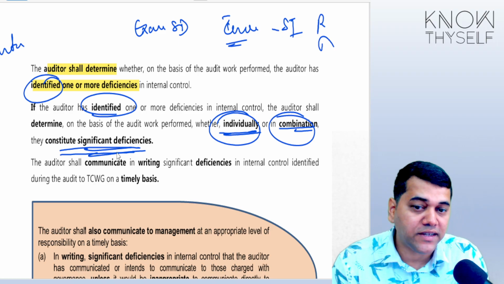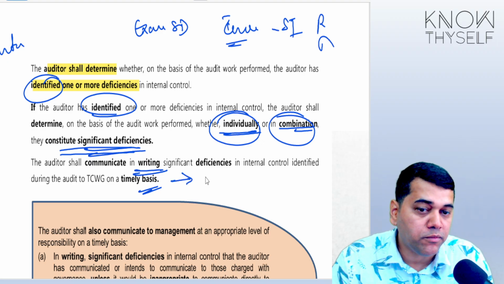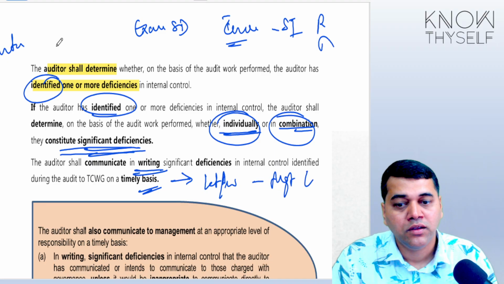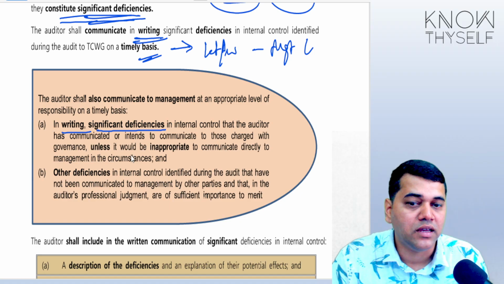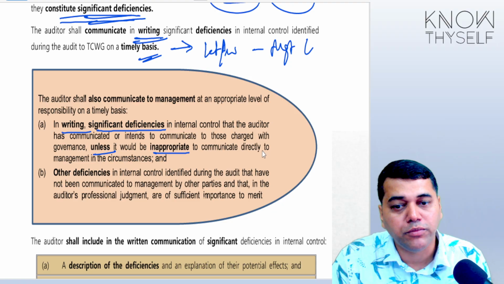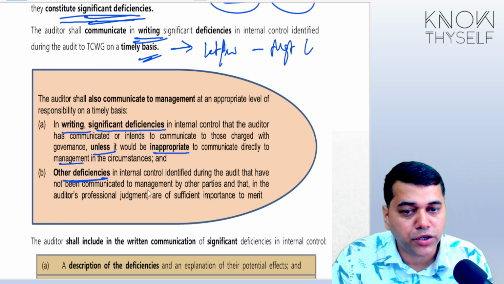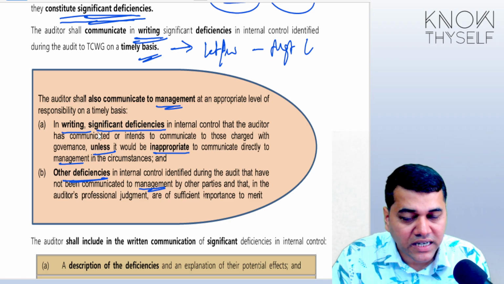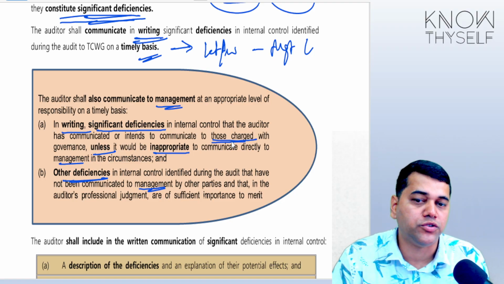And if you identify such deficiencies, you should communicate them in writing on a timely basis. In which written form? What is that called? Letter of weakness or management letter. So what should the auditor do? The auditor should communicate significant deficiencies in writing, unless it would be inappropriate to communicate directly to the management. Other deficiencies he may also have to communicate to the management. The auditor shall communicate to the management at an appropriate level, on a timely basis, in writing, significant deficiencies in internal control that the auditor has communicated or intends to communicate to TCWG.